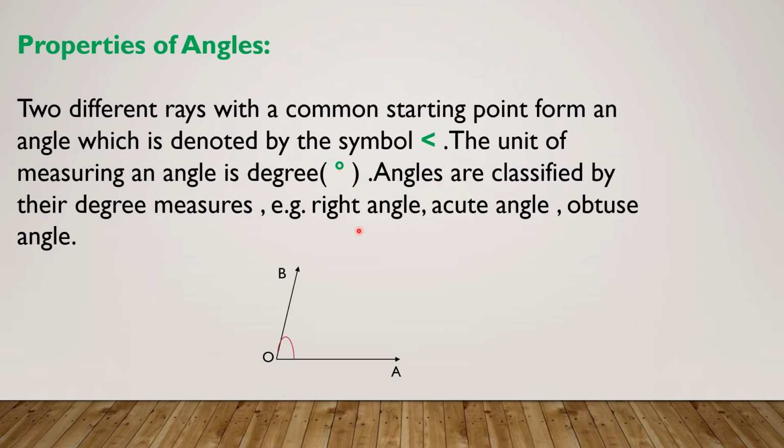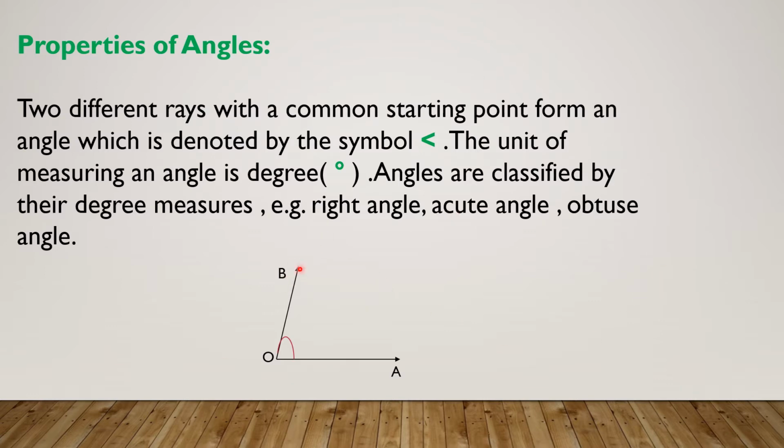Angles are classified by their degree measures. For example, right angle means if the angle is of 90 degree, then it is called right angle. Then acute angle, if your angle is less than 90 degree, it is called acute angle. And obtuse angle, if angle is greater than 90 degree, then it is called obtuse angle.